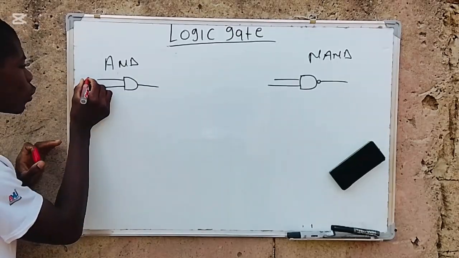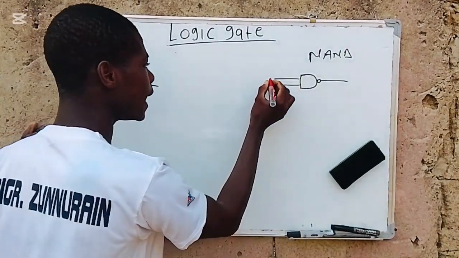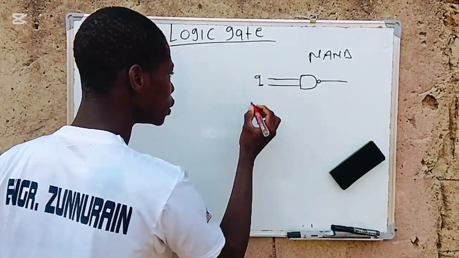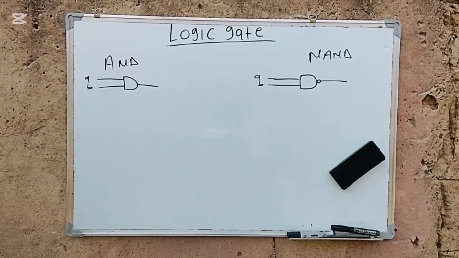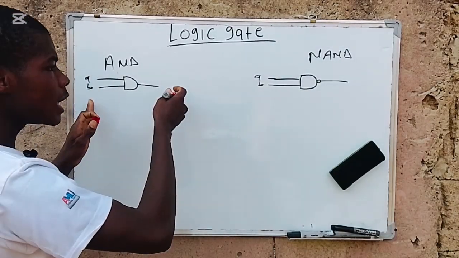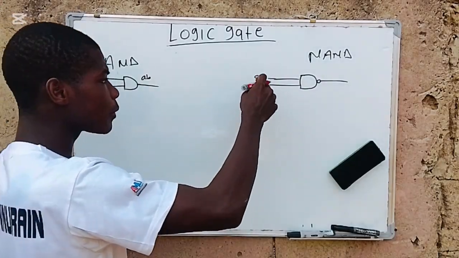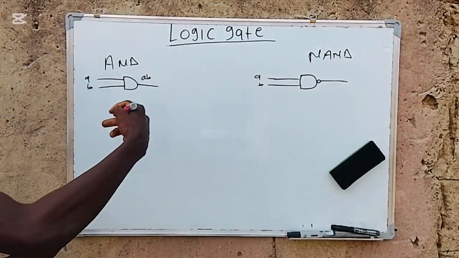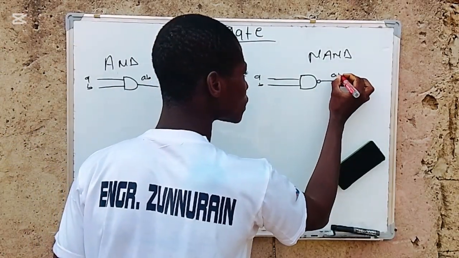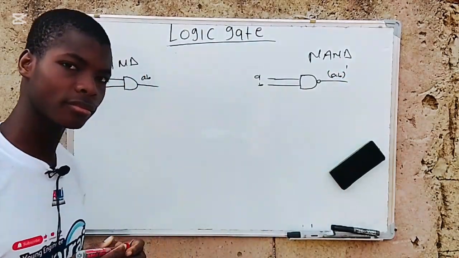And you all know we have two inputs, A and B. The input of this will be AB. And therefore the input of this, because I said this is a complement of this, will be AB prime.